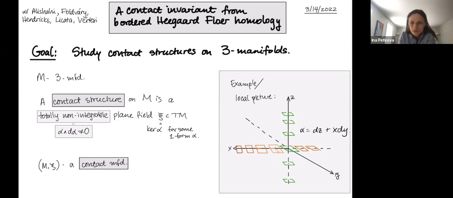Just to make sure we're all on the same page, even though maybe unnecessary at UGA, we have a three manifold, what's a contact structure on it? It's a totally non-integrable two-plane field. Imagine a plane in every tangent space over every point of the manifold. Or you could think of that as the kernel of a one-form alpha, so that alpha wedge d alpha is everywhere non-zero.